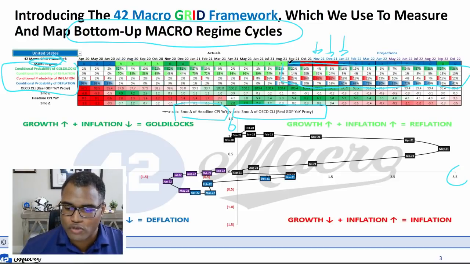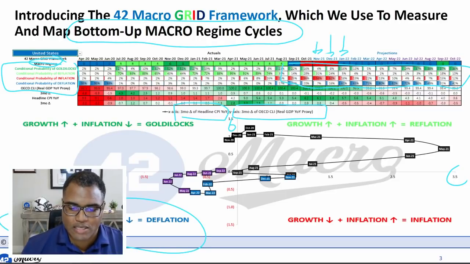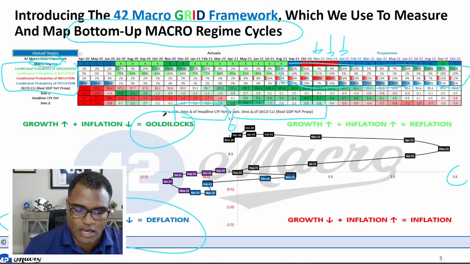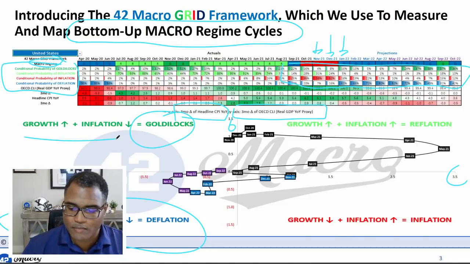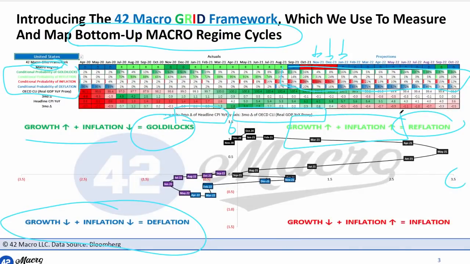So as you can see here, we're heading into a sea of Ds. D stands for deflation. That's where both growth and inflation are decelerating simultaneously. Let me take a step back and just introduce those regimes. Goldilocks, that's where growth is accelerating and inflation is decelerating. Reflation, that's where both growth and inflation are accelerating simultaneously. Inflation, which many of you will call stagflation, that's where growth is decelerating and inflation is accelerating on a trending basis. And then lastly, deflation, where both growth and inflation are down on a trending basis.